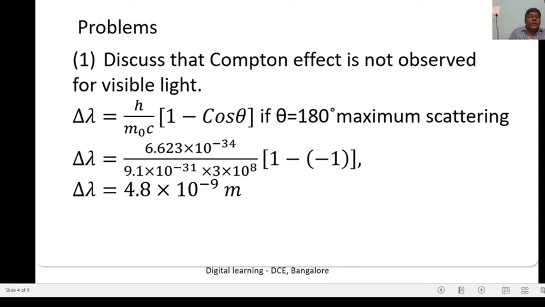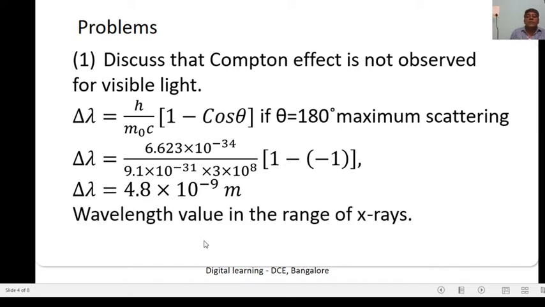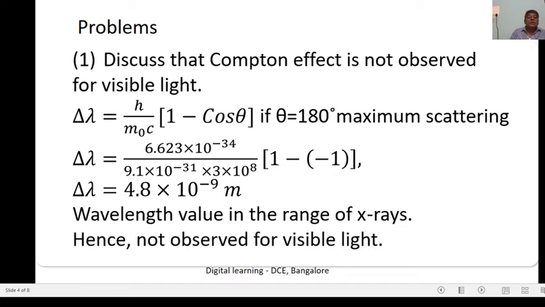So the obtained value after calculating, the change in the wavelength delta lambda, equals 4.8 into 10 to the power of minus 9 meter. So this is a very short wavelength, so this is not visible light. The calculated wavelength is in the range of X-rays. Hence, in Compton scattering, we are not able to observe the effect for visible light, because the wavelength of visible light is very much higher than the obtained value.